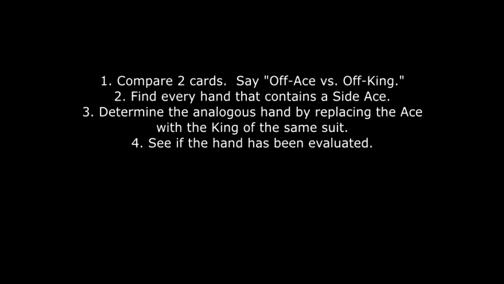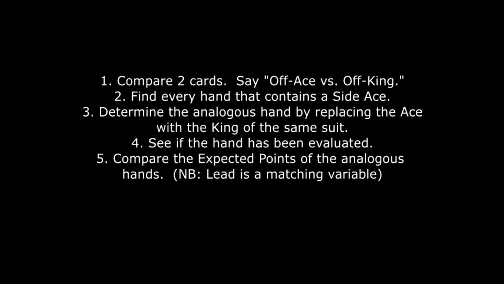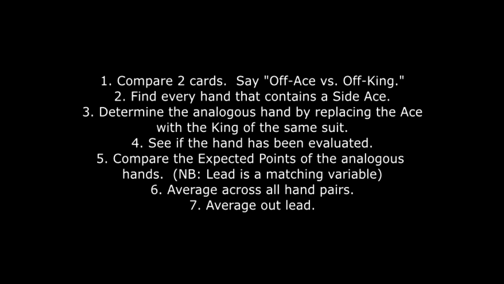Note that it may not be, because some of the hands in this cohort will already have the king. For example, right queen, 9 side ace king. Compare the expected points of the analogous hands. Note that lead is a matching variable, so we compare lead equals P1, lead equals P2, lead equals P3, and lead equals P4 separately. Average across all hand pairs, and average out lead.